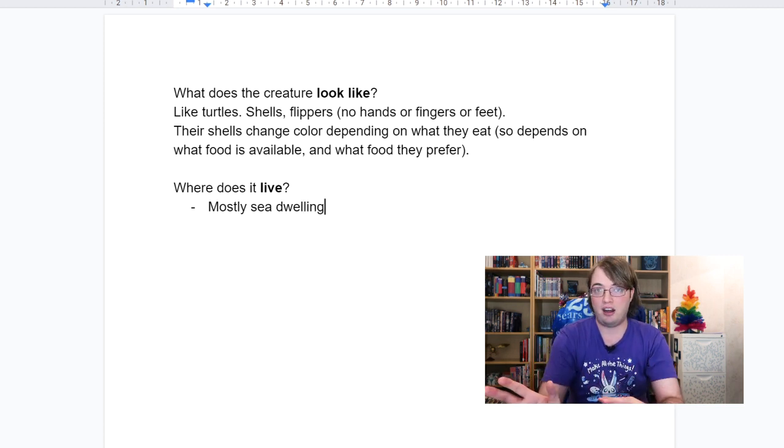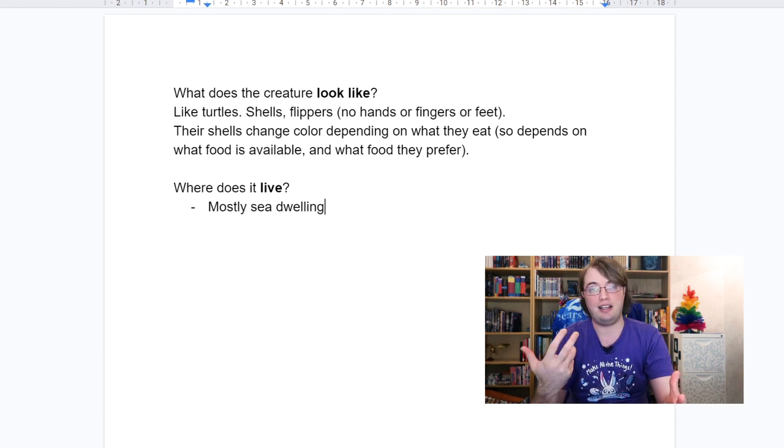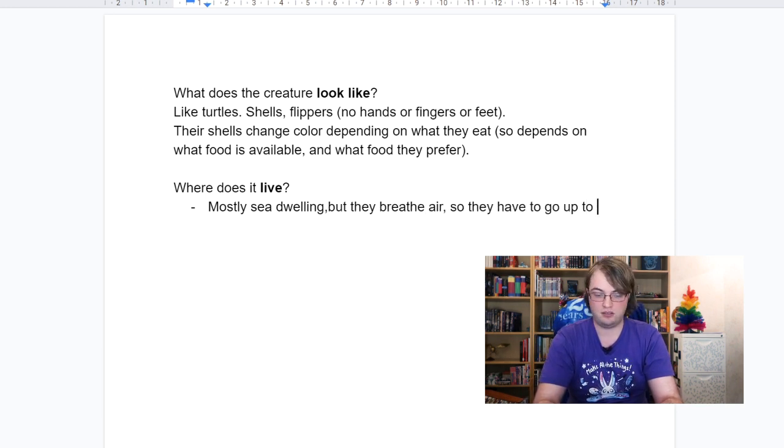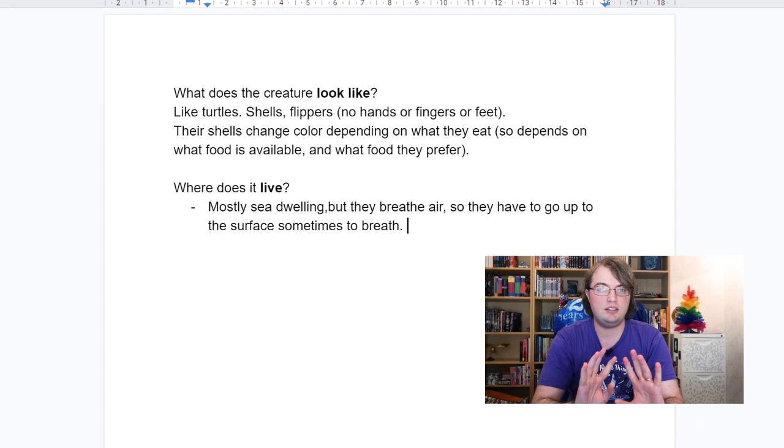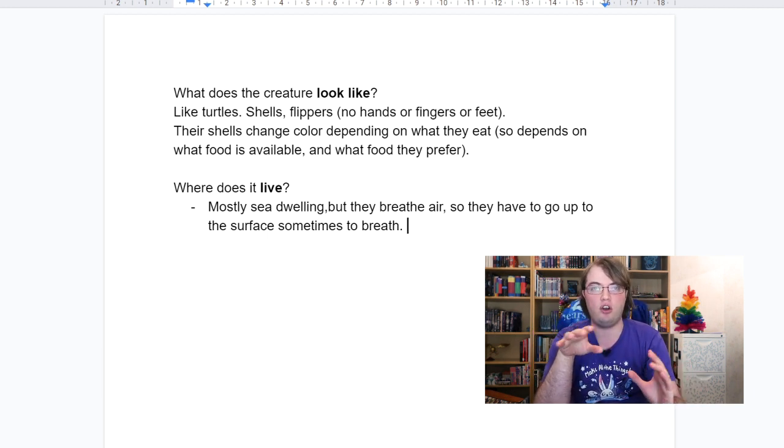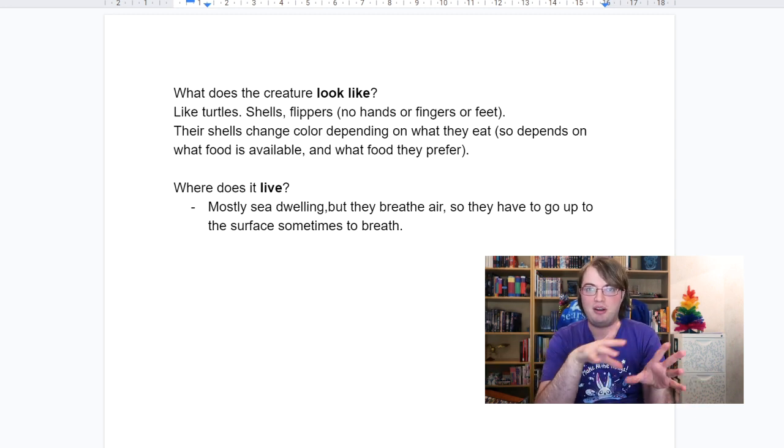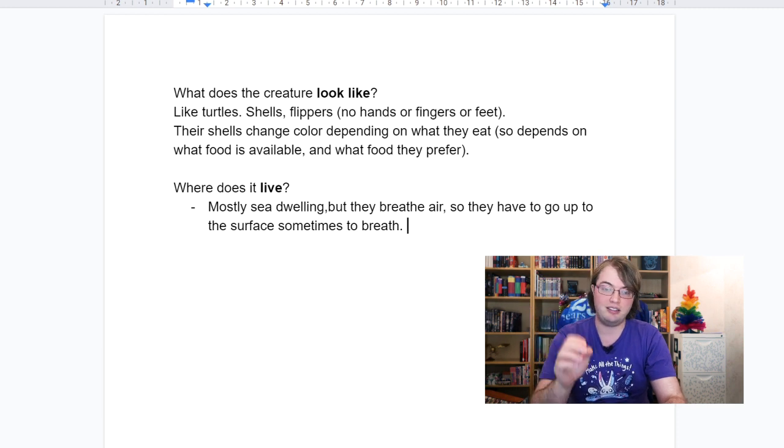But they do breathe air, so they can go up on land, and they have to get up above the surface sometimes to breathe, because that's how turtles work. And again, this is research that I've done on turtles. How often do they have to breathe? And I'm sort of basing it on that and sort of just changing things up. I'm going to say that these creatures can go 5 hours or so between breathing. So they can go up to the surface and then be in the water, in the depths, for about 5 hours, and then they have to go back up and breathe again.